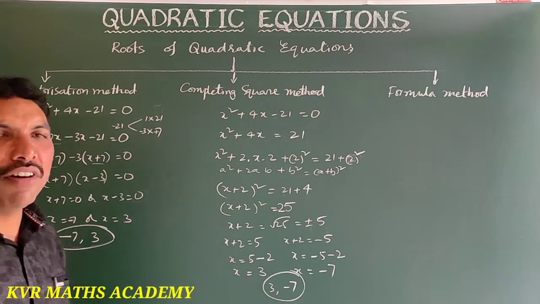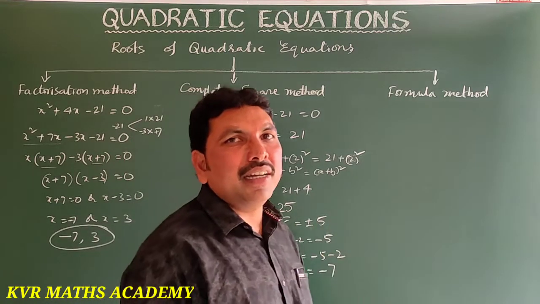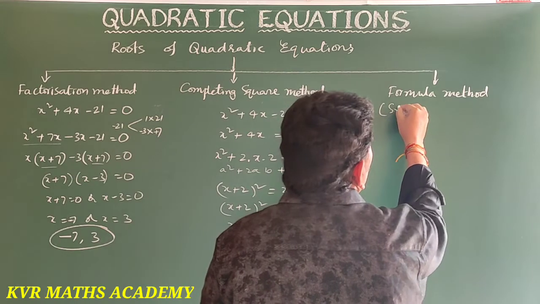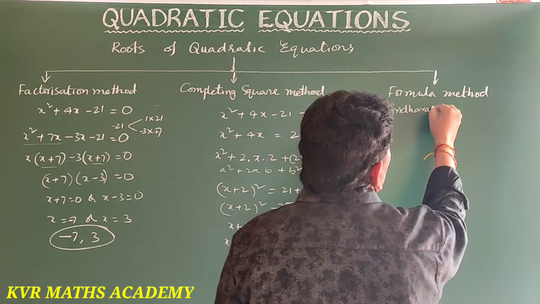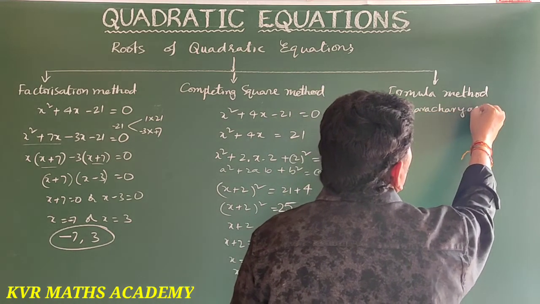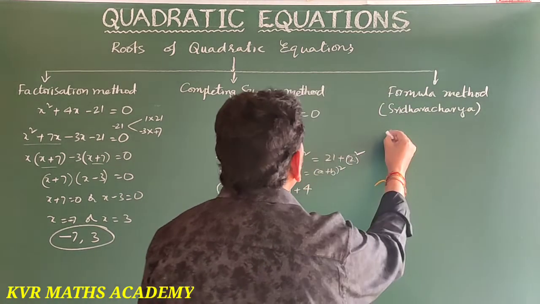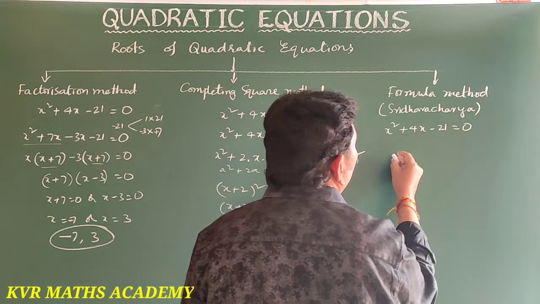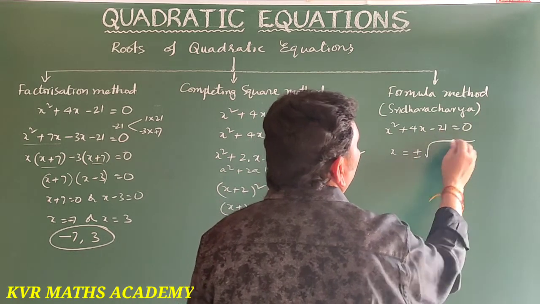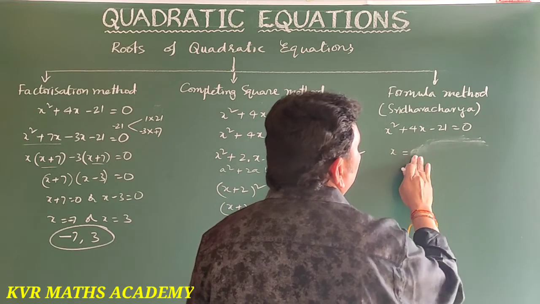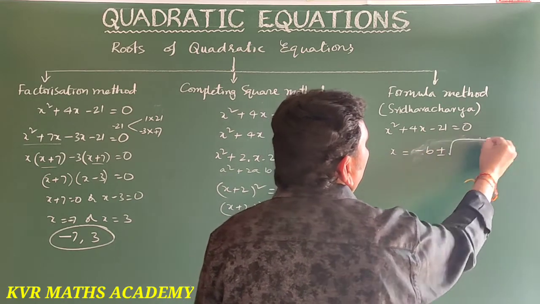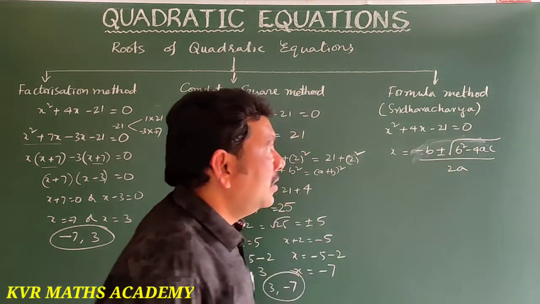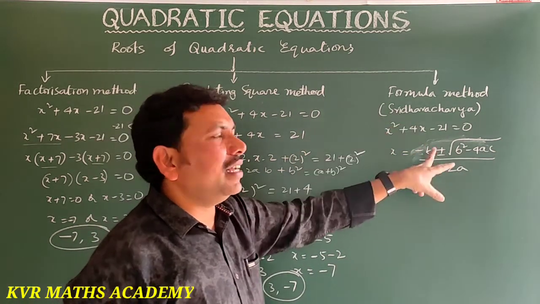Yes. Next, the third one, the formula method. This formula was introduced by Sridharacharya. It is also called the Sridharacharya method. Right? Yes. Here, the same example I have taken: x square plus 4x minus 21 is equal to 0. x is equal to minus b plus or minus root of b square minus 4ac by 2a. Right, this was introduced by Sridharacharya.